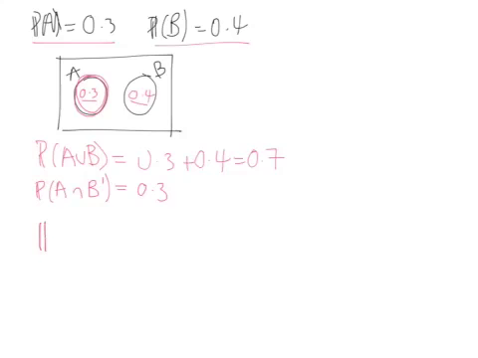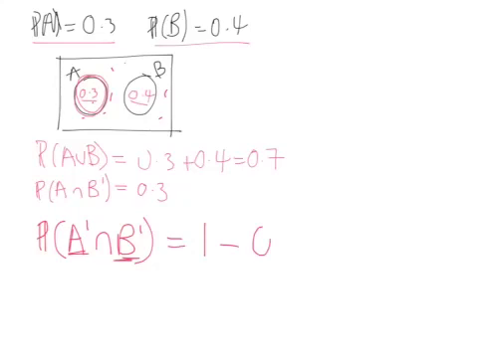Okay, and the last one, the probability of not A and not B. That's something where A is not true and B is not true, and that's just this whole outside bit. We can do that because we know the total of the probabilities is 1. Take away the probability of A, so 0.3, and also take away the probability of B, which is 0.4, so that's going to leave us with 0.3. Now you should have a go at the next example.